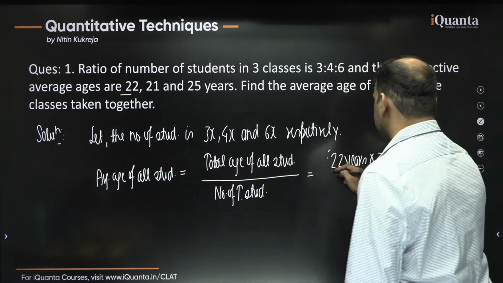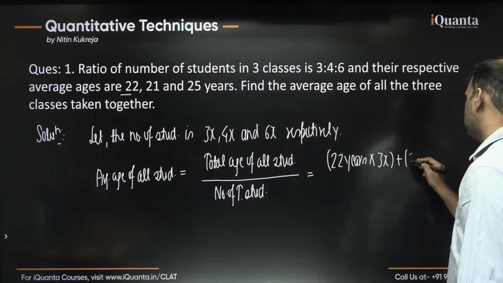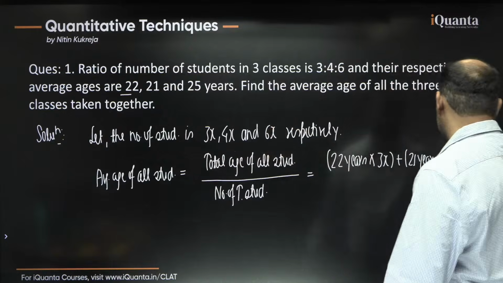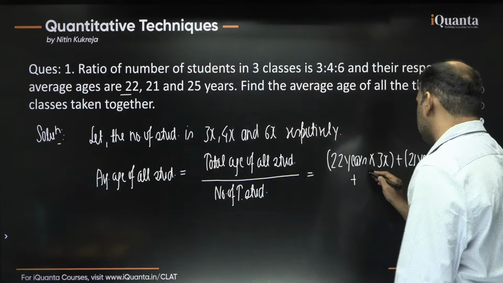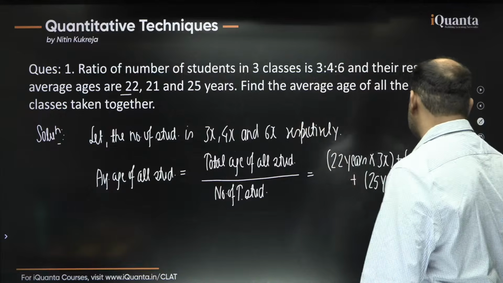Now let's do for the second class, the average age is 21 years, alright. And the number of students we assume as 4x, great. Next guys, the average age of the third class is 25 years, right? And the number of students in the third class is 6x. That's it.